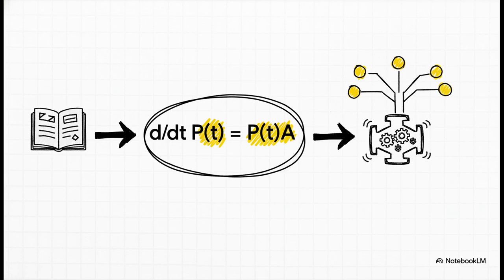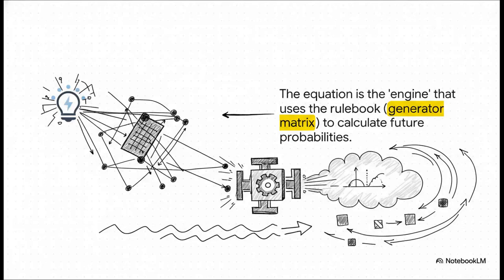Okay, so we have our rulebook. Now we need a way to actually use it. And that's where this little equation comes in. Yeah, I know, it looks like some serious math, but I promise, the idea behind it is actually super straightforward and really powerful. Here's the best way to think about it. The matrix, that's our rulebook. This equation? It's the engine. You feed the rulebook into the engine, turn the key, and it just starts calculating the probability of being in any state at any time in the future. That's the magic trick right there. It takes a static set of rules and turns it into a predictive engine.